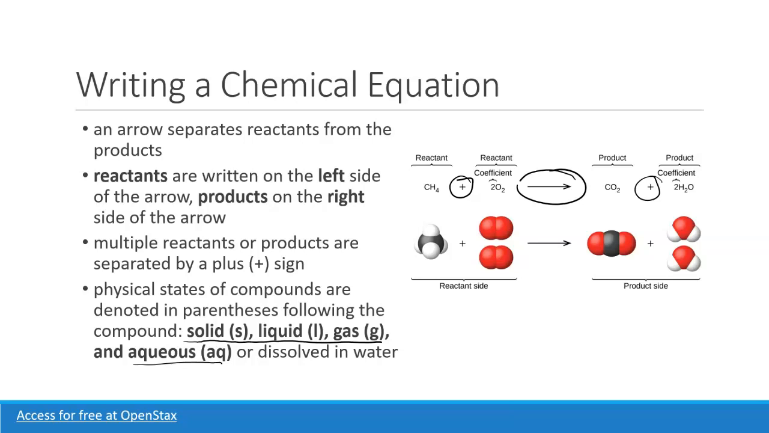Okay, so the abbreviations for solid will be (s), for liquid is (l), for gas is (g), and aqueous is (aq). And you do want to include parentheses around those phases to distinguish them from your chemicals.